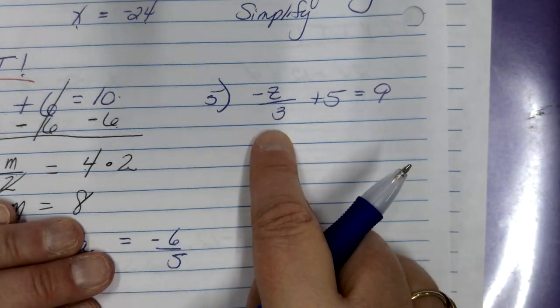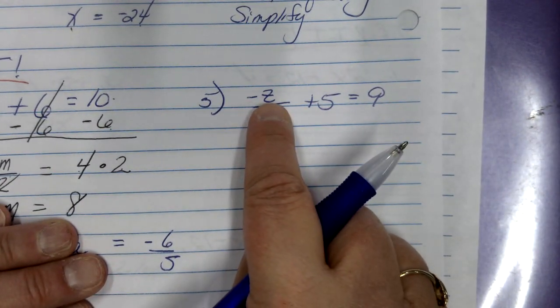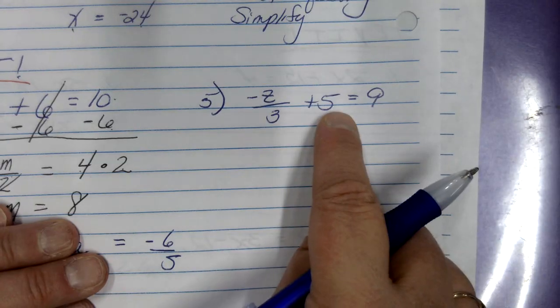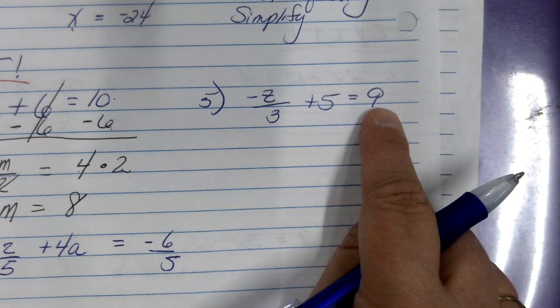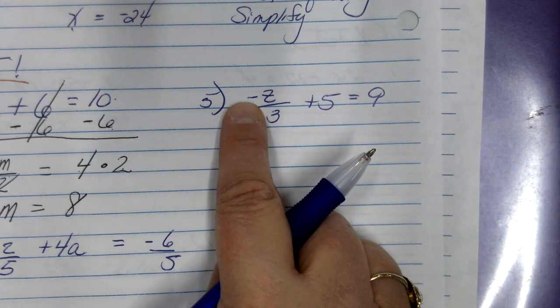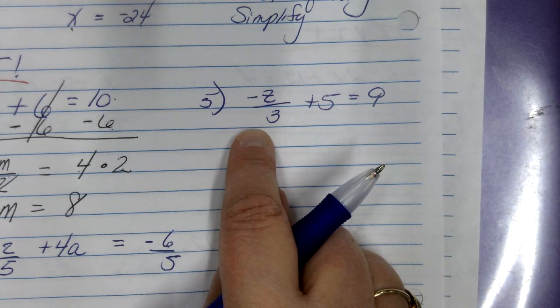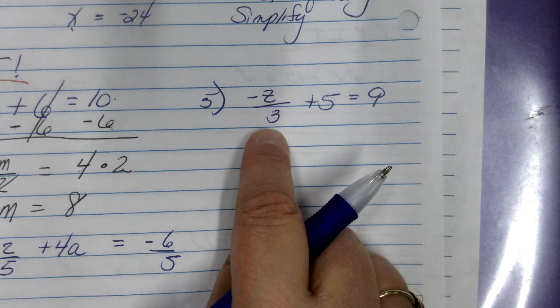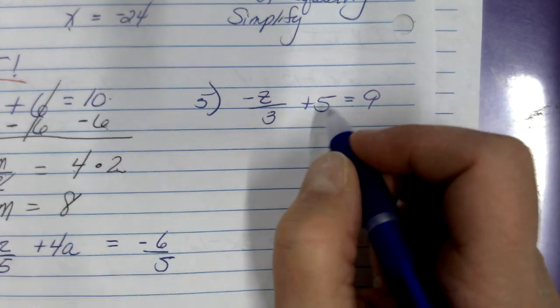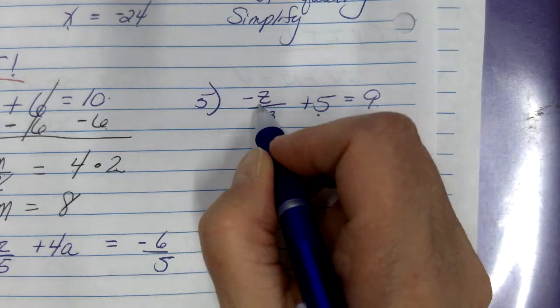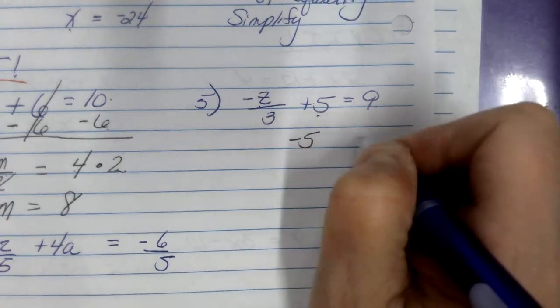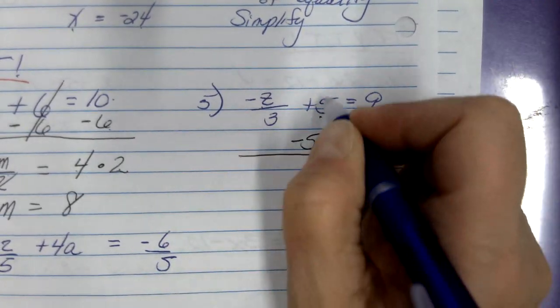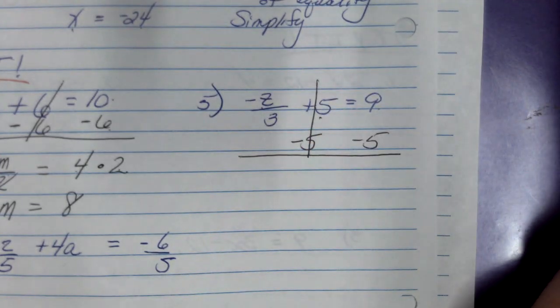Going to problem number 5. We have negative z over 3 plus 5 equals 9. Now, it doesn't matter whether the negative is in the numerator or the denominator. In the next line, I'm going to move it down to the denominator just to go with the number 3. It makes it just a tad easier. We're going to subtract the 5 first because it's furthest away from the z. Subtracting 5 is the opposite of adding 5. So these will cancel out.